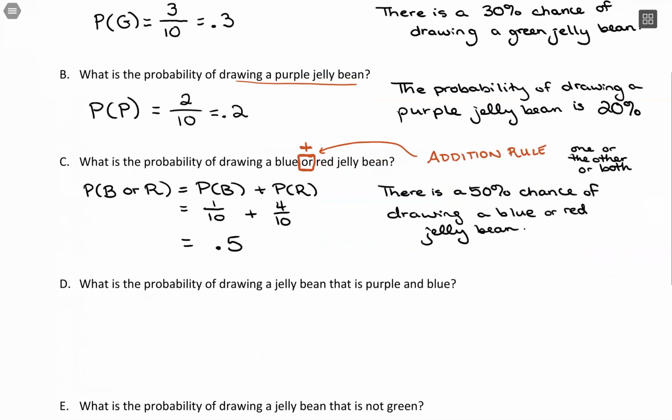With part D here, what's the probability of drawing a jelly bean that is purple and blue? So and is going to be a key word. I know it's going to be a bit confusing, but I promise I'll break it down as best I can. And shows up in two different scenarios. This case here is the case for the intersection. The idea being that we're going to have one jelly bean with both colors.